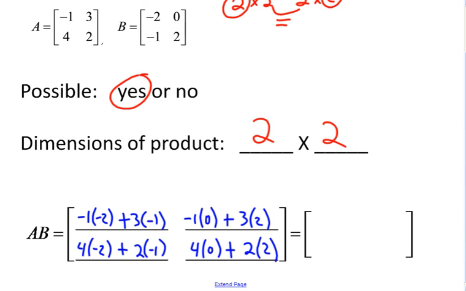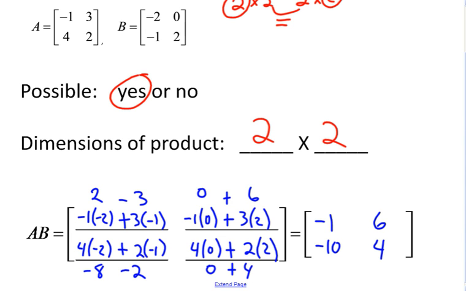So the first row, first column is negative 1 times negative 2 is 2, minus 3. So we're going to have a negative 1 in the first row, first column. Here is 0 plus 6. So we're going to have a 6 in the first row, second column. Negative 8 minus 2 is negative 10. And then 0 plus 4 is 4.